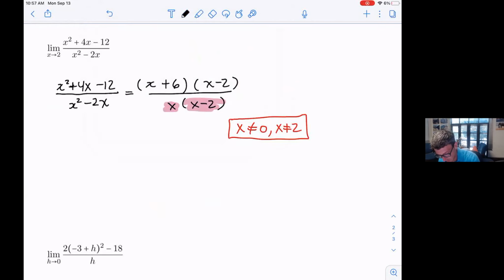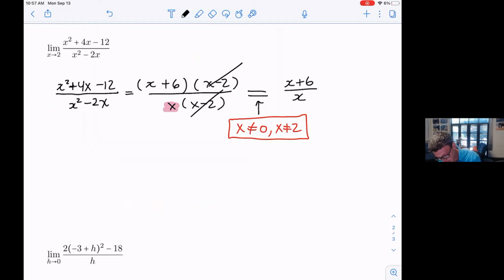And so with that in mind, I'm going to say, okay, well, I'm never going to plug in 2. I'm never going to plug in 0, because I would be dividing by 0. It would be undefined. But if I'm never plugging in those numbers, then I can do some cancellation. I can cancel this factor of x minus 2.